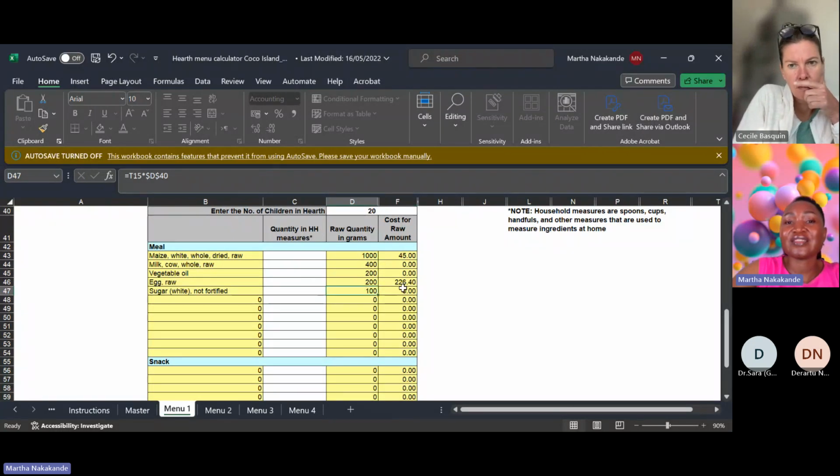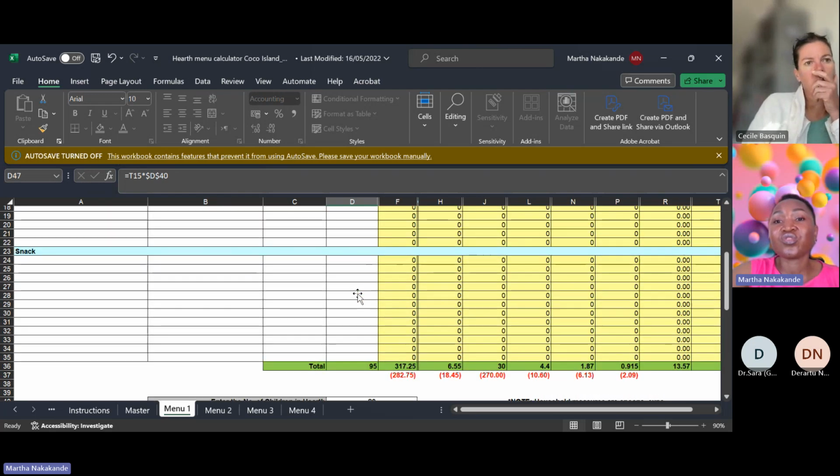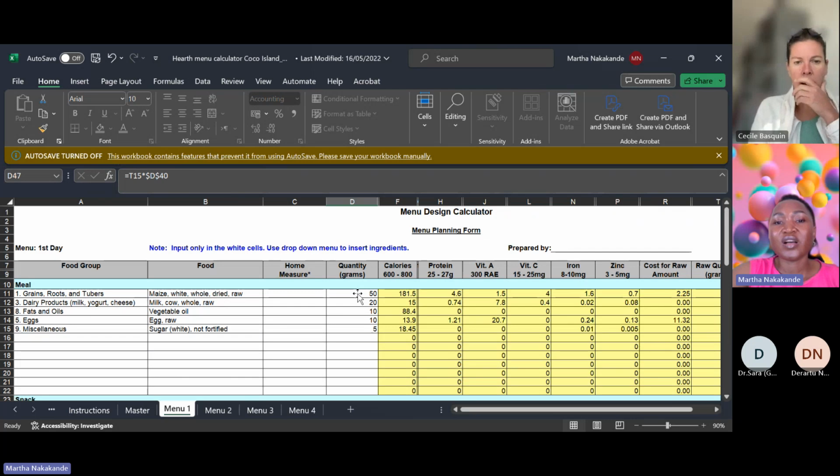That's why we're saying you need a scale. So then now it's important that you know 200 grams of egg is approximately how many eggs? Maybe it's 2 eggs or 3 eggs. Sugar, 100 grams is how many teaspoons? Maybe it is 20 teaspoons or 15 teaspoons, depending on the size of teaspoons you use in that community. And then milk, 400 mils. How will you measure the 400 mils? So this is how, in short, the calculator works.